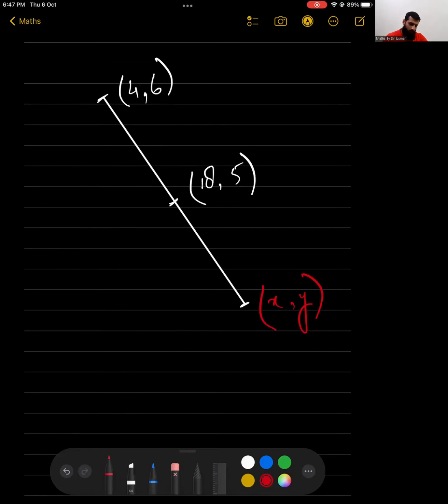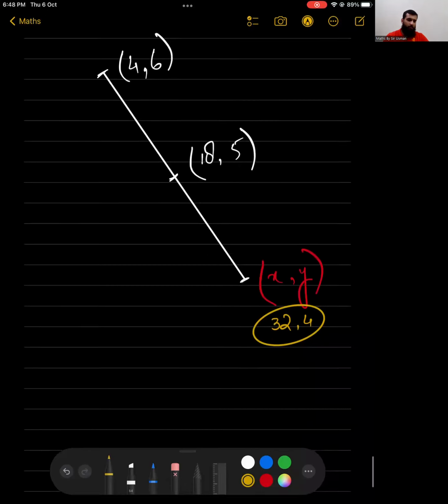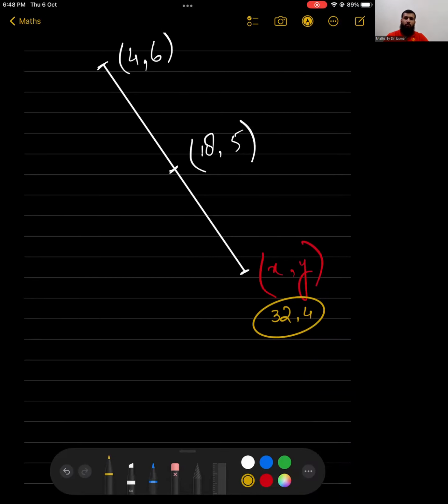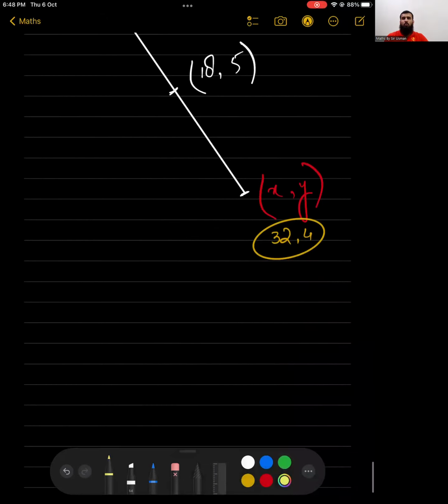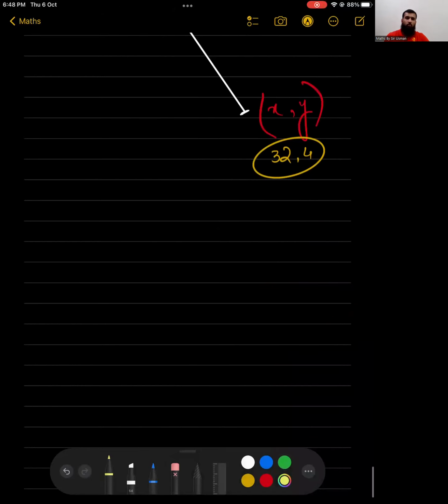Okay, so we have the first answer as 32,4. Okay, so we have another answer of 32,4. बाकी सब भी अपने आंसर्स चेक करें so that we can move further. Okay, since almost all of you are getting the same answer, so we'll now move further.